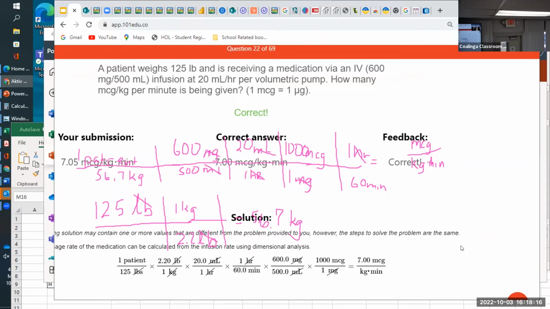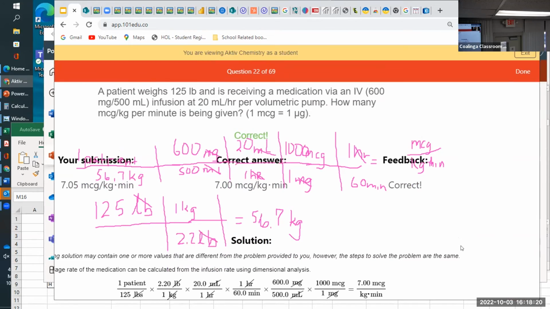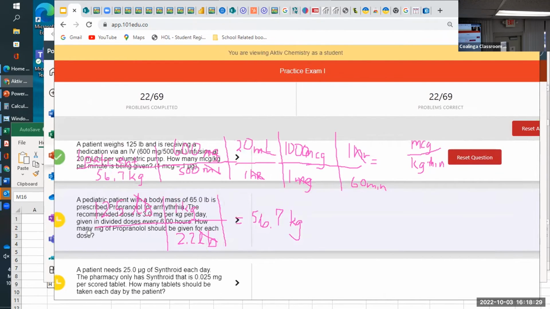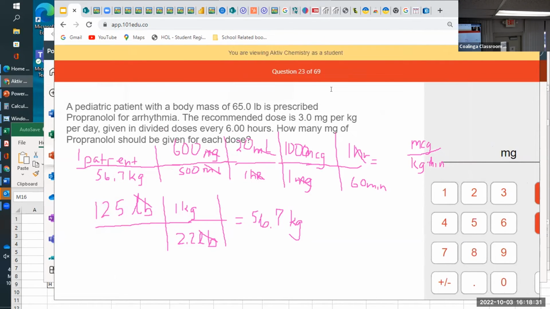Solution. So let's see. Okay, so that's clear.